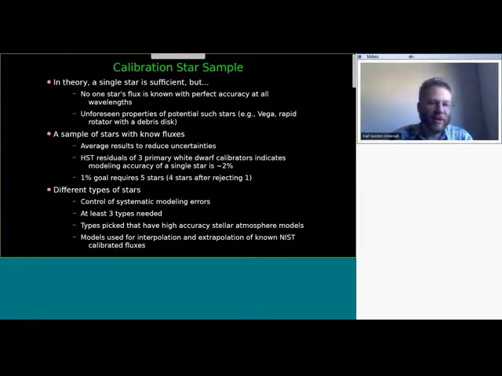So we're looking for a sample of stars with known fluxes. Here's the results. I already said 2%, 1% goal.